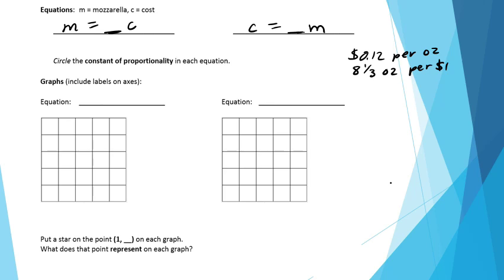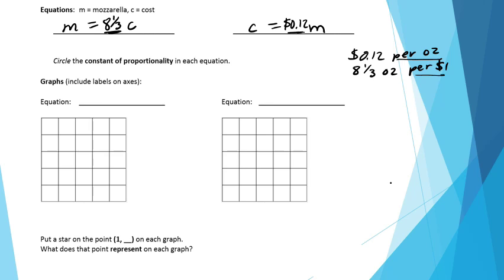So it's 12 cents per ounce. That means I'm going to multiply 12 cents per ounce, where ounces would be mozzarella. So that tells me this 12 cents is going to go in this equation here. 12 cents per ounce of mozzarella is going to give me the cost. And that means my other rate, 8 1/3, is going to go over here. So 8 1/3 ounces per dollar, when I multiply 8 1/3 times however many dollars, I get the number of ounces of mozzarella. So per ounce of mozzarella, that's going to be times the mozzarella. Per dollar, that means I'm going to multiply that rate times the number of dollars. So 8 1/3 times C.